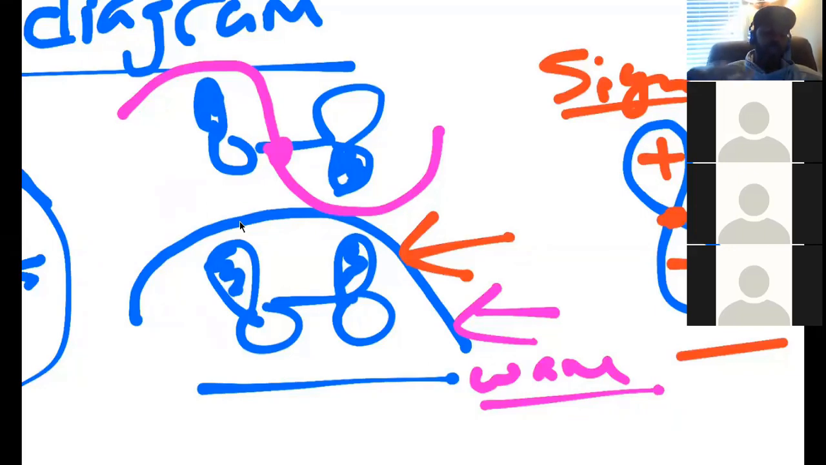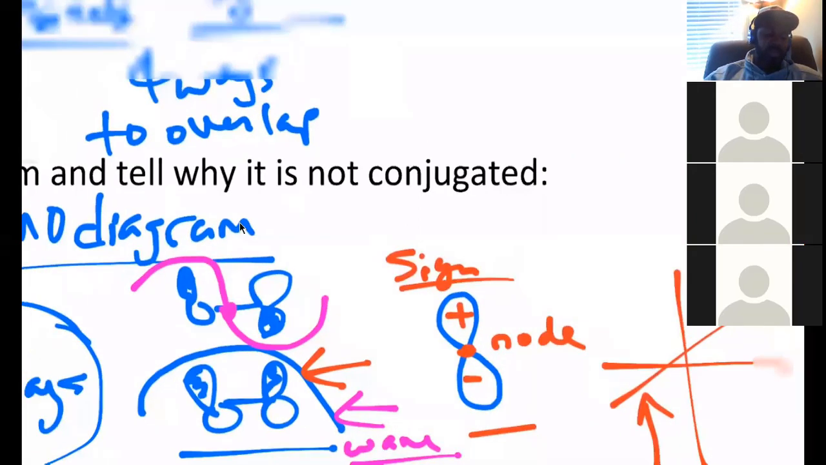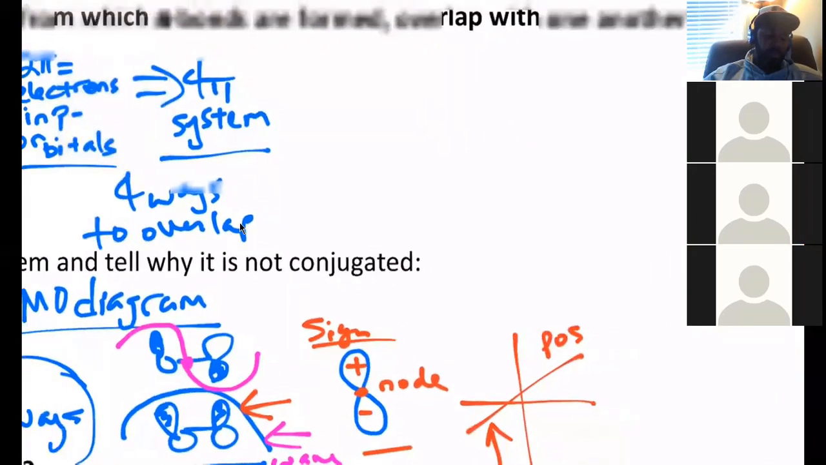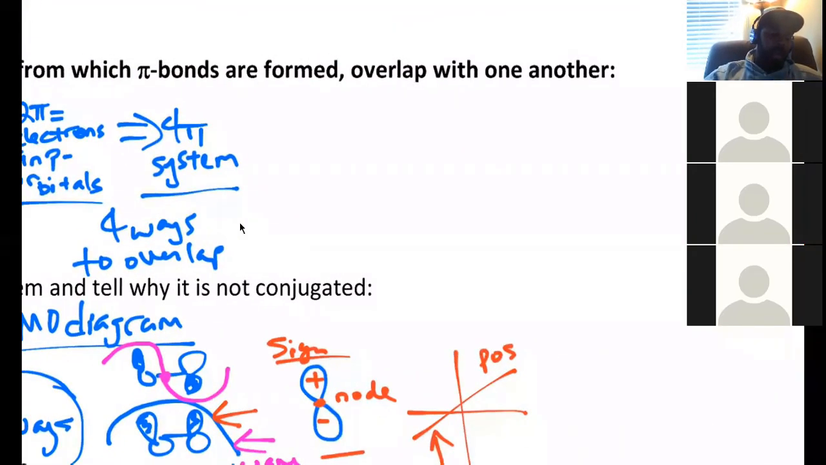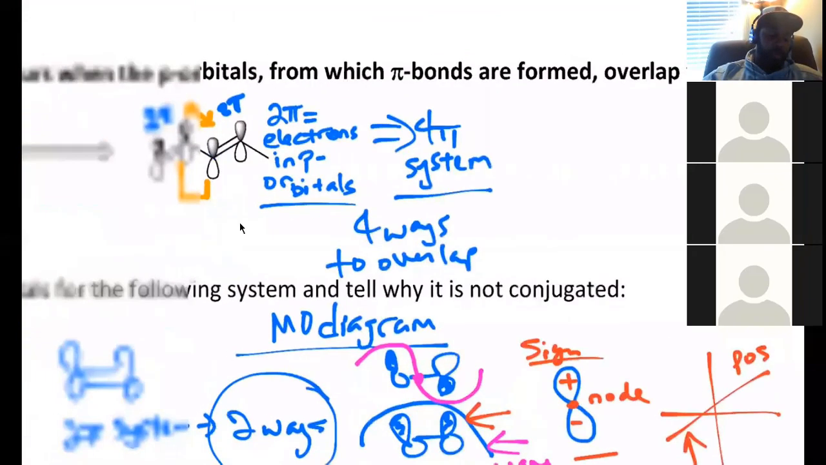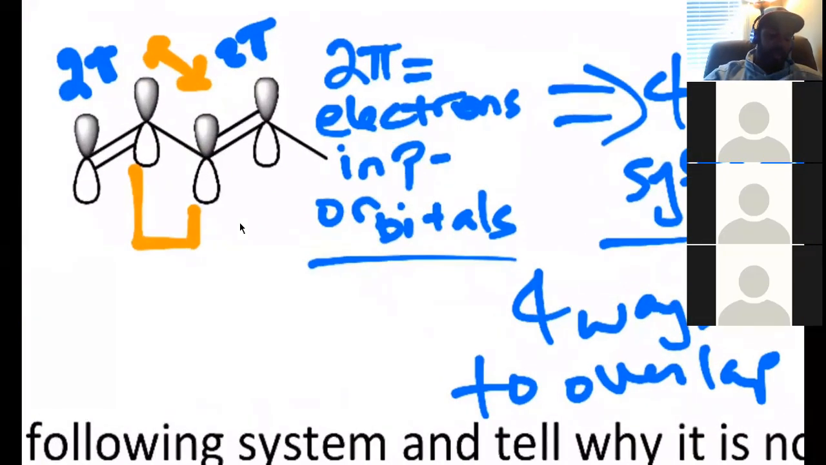And you can keep doing this. The more molecular orbitals you have, the more times the wave is going to pass through zero, and the more times the signs on your p orbitals are going to change. So let's go up into this 4-pi system. If I got 4 p orbitals, everybody agree with that? I have 1, 2, 3, 4 p orbitals. Is that right?